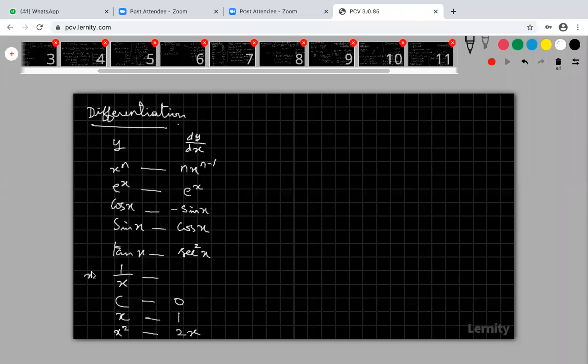What is 1 by x? My 1 by x is nothing but x power minus 1. What is the differentiation of x power minus 1? Therefore, minus 1 x power minus 2. This is nothing but minus 1 divided by x square. This is the 1 by x differentiation, minus 1 divided by x square. Right, so these are the derivative formulas that you have already studied in physics also, and in 11th maths also. Many times we apply differentiation in physics.